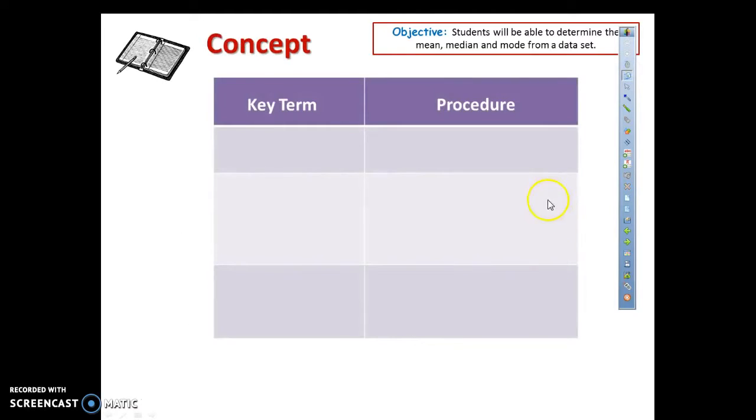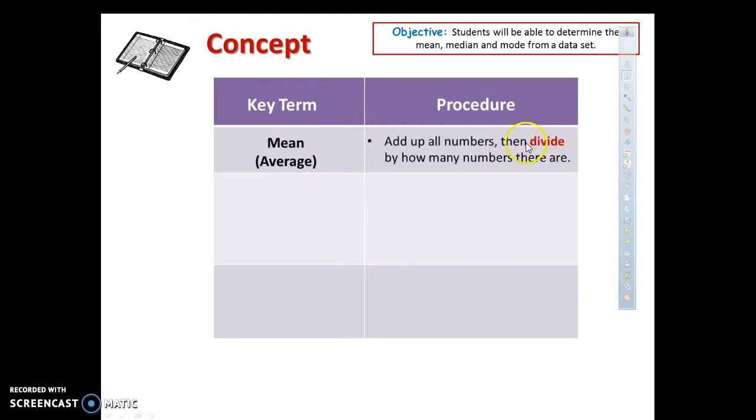Alright, so we are talking about the three M's today. The first M we're going to talk about is the mean, and that is just the average. If you add up all the numbers and then divide by how many numbers there are, this is the mean. And that's what statisticians call the average, the mean. The median is another way to measure the center of a data set. If we put all the numbers in order from least to greatest, this will be the middle number. So median is the middle number.